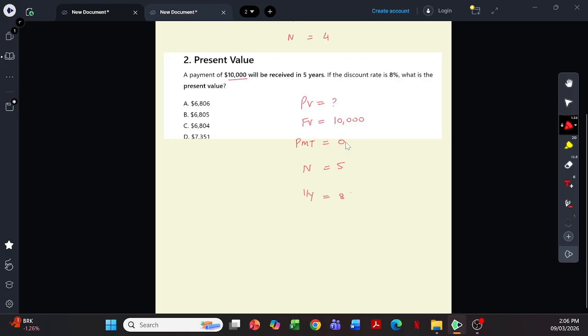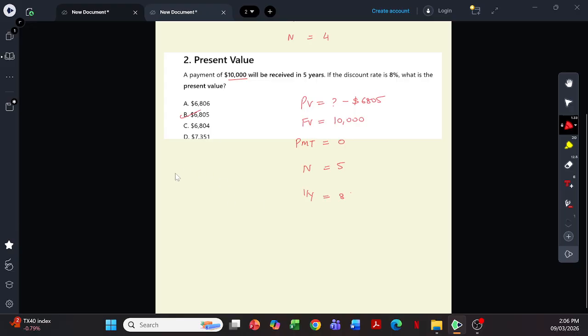Okay, so we can simply calculate this using our financial calculator. 10,000 would be the future value, 0 would be the payment, 5 would be N, 8 would be I/Y, and then we'll select compute present value, and that would be negative 6805. So the answer would be 6805.